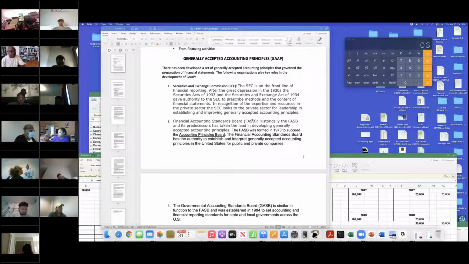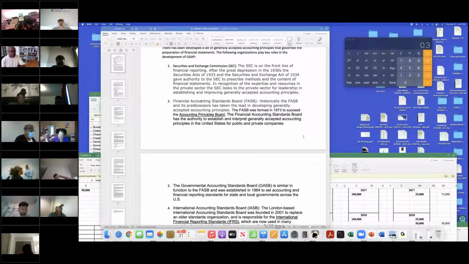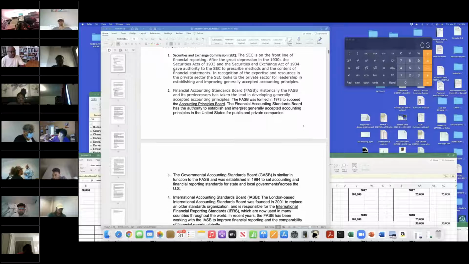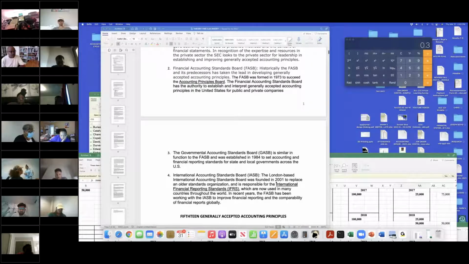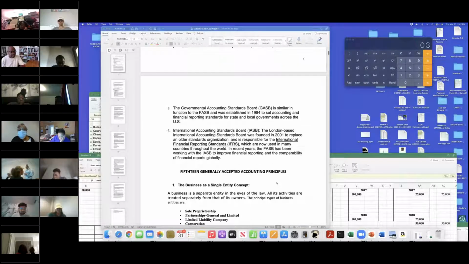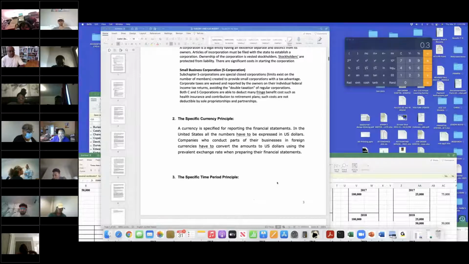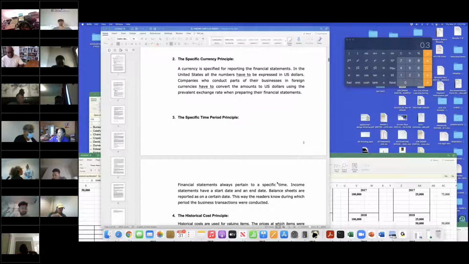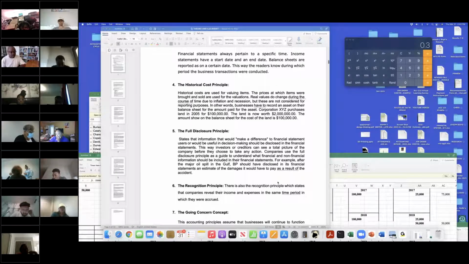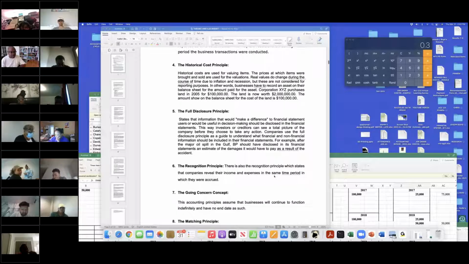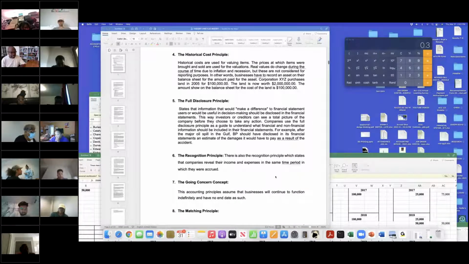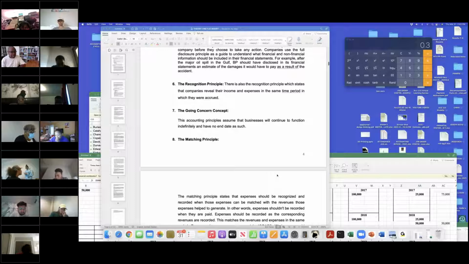The SEC, FASB, GASB, and ISB. You should know that, and then you should know backwards and forwards the 15 generally accepted accounting principles, and you should know which one relates to making adjusting entries. So you'll be quizzed on which of these principles are involved as we make adjusting entries.